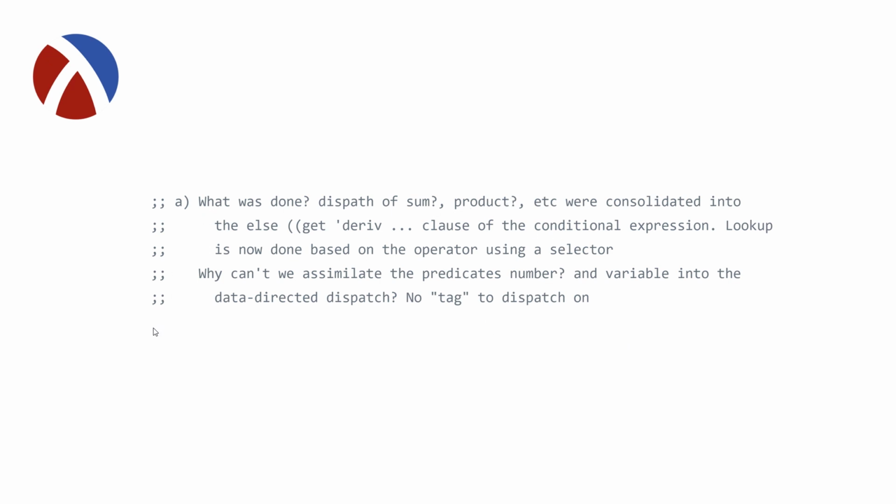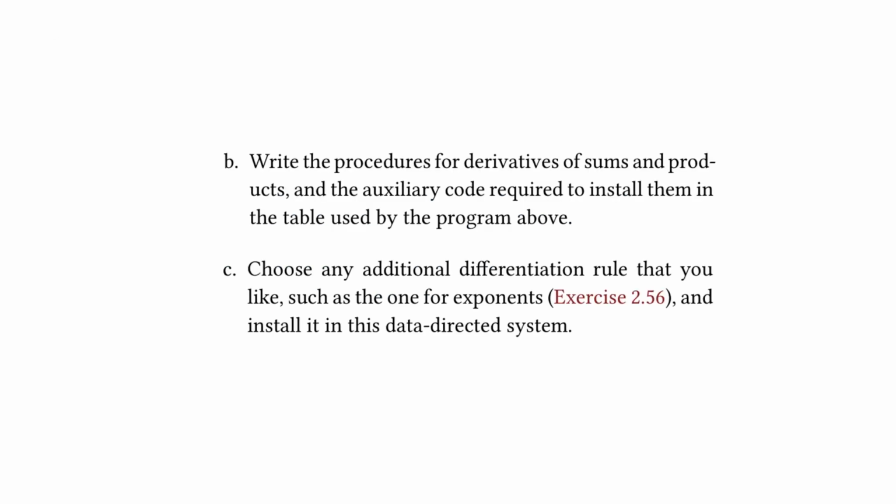As to why we can't assimilate the predicates number and variable, this is the answer that I have, and the tail end of it is basically that we don't have any tag to dispatch on for those. So for sum and product, and in the future exponentiation, we have the plus, we have the asterisk, and we have the caret, which are basically our tags to dispatch on. But for our variables and our numbers, we don't really have anything specific to dispatch on. So we can't.